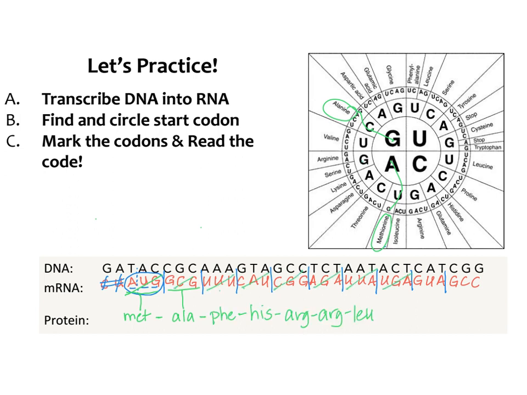So if you've done this properly, you should have the sequence Met, Ala, Phe, His, Arg, Leu. And you'll notice that I have not put the stop in there because stop is not an amino acid. It just means we stop. You'll also notice that there are some extra codons at the end. And like the ones at the beginning, they have come after the stop codon. And so we just ignore them as if they were not there. So this particular amino acid sequence is 7 amino acids long.